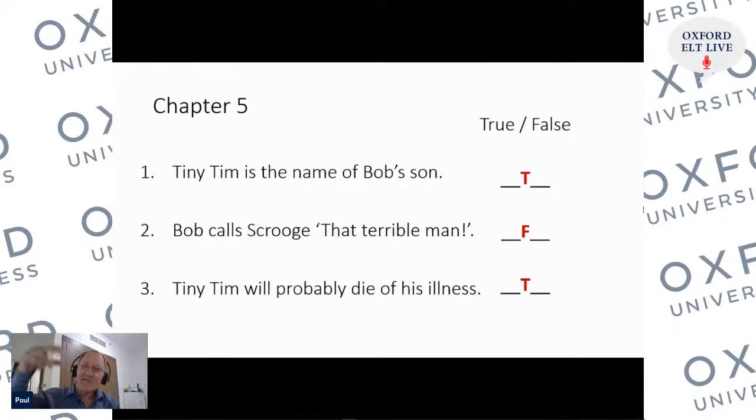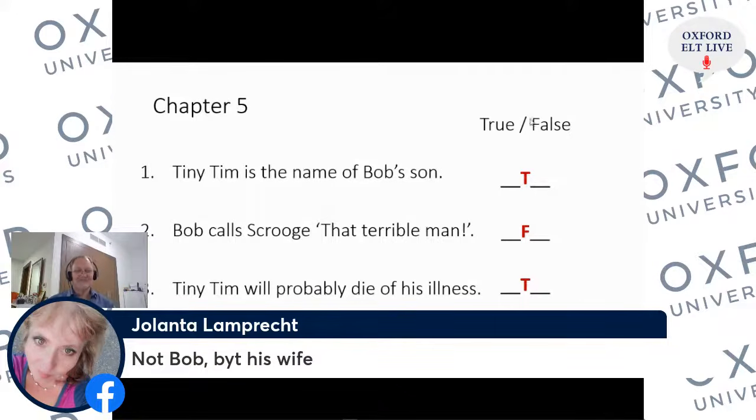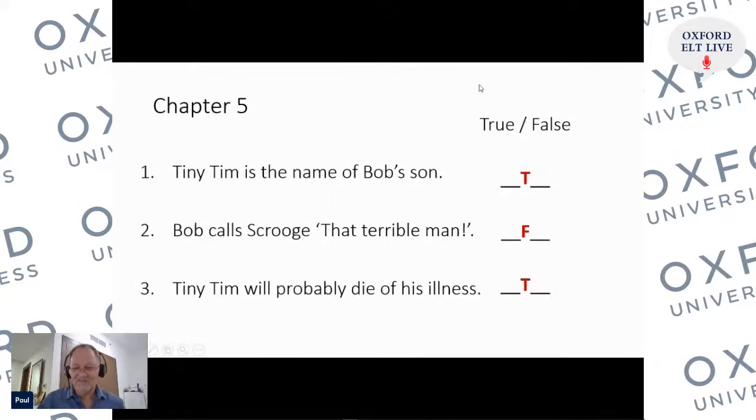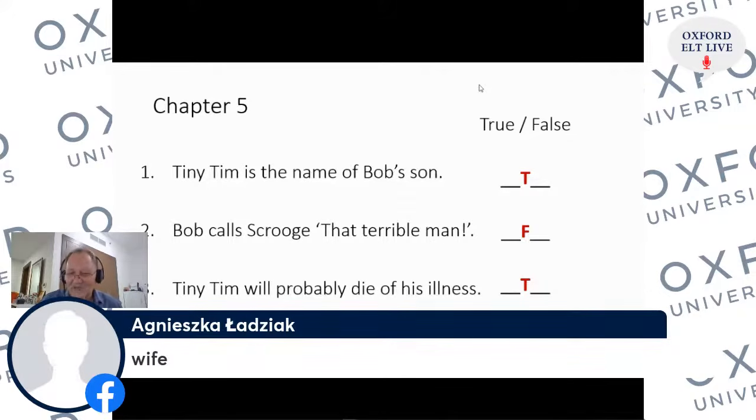Bob Cratchit proposes a toast when he raises his glass to Scrooge. But he doesn't say, "That terrible man." Who says "that terrible man"? Do you know? In the comments, who says "that terrible man"? It's not Bob who says it. Who says it? Yolanta, his wife, says it. Thank you very much. Yep, his wife, right. And Agnieszka says wife. Hello, Agnieszka, if you've just joined us.